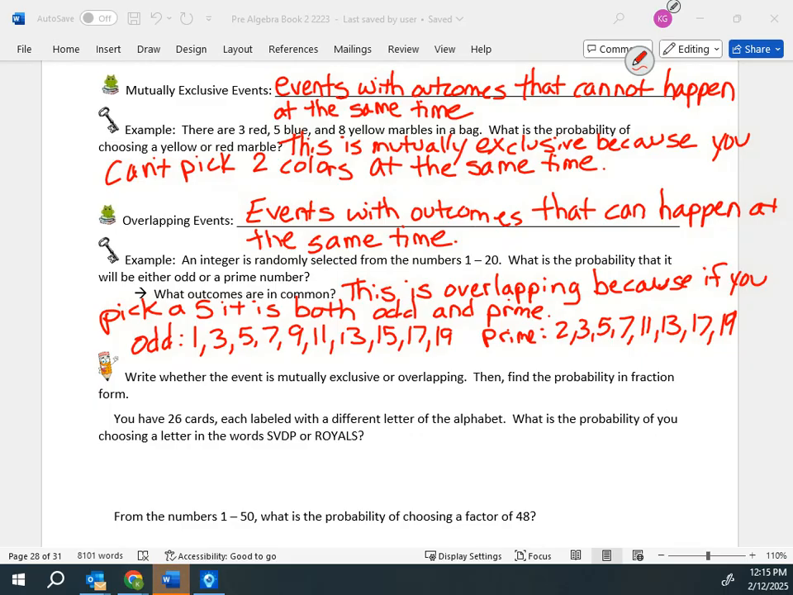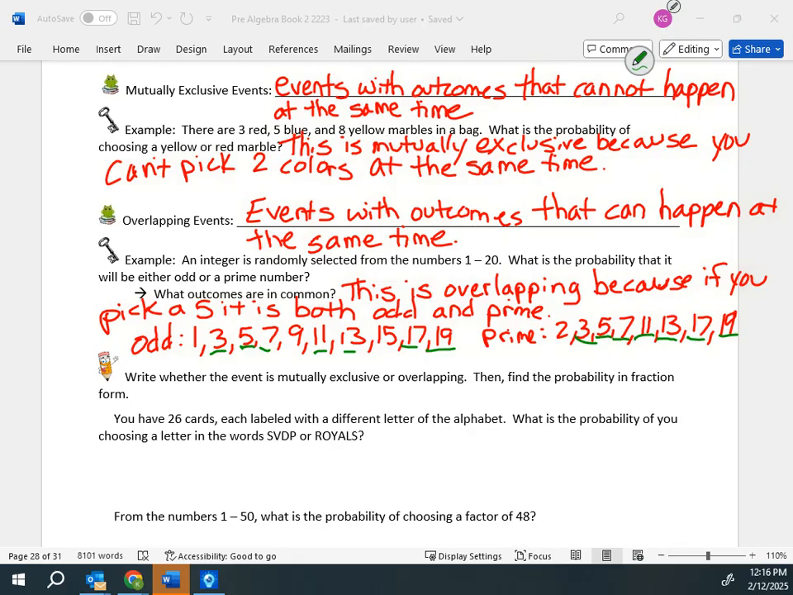We have overlaps, more than just the 5. So if we look at the odd numbers and we look at our prime numbers, we need to look at which ones overlap. So we see 3, 5, 7, 11, 13, 17, and 19.